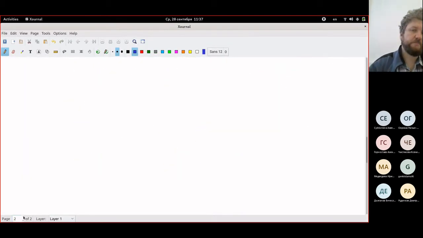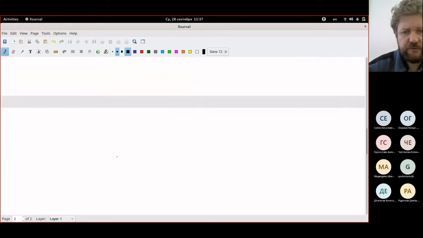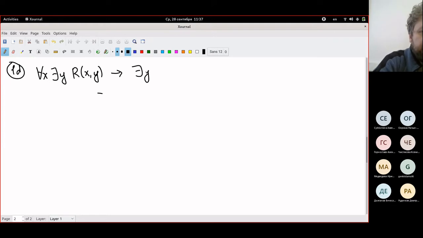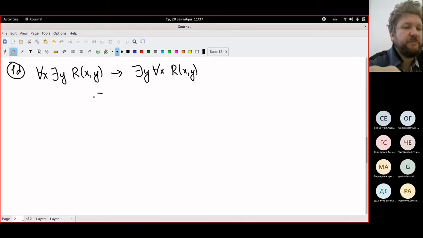So it's Boolean logic. It's predicate logic. It's logic of first order predicates. So it's one point D. It's for all x exists y such that R of x y, then there exists y for all x R of x y. How do you think? Is it generally true in any model, in any interpretation?